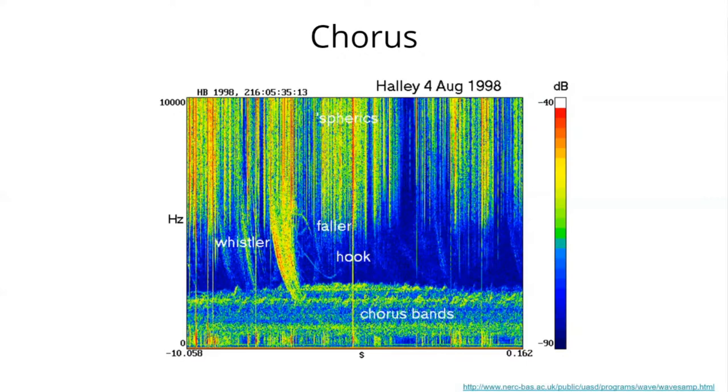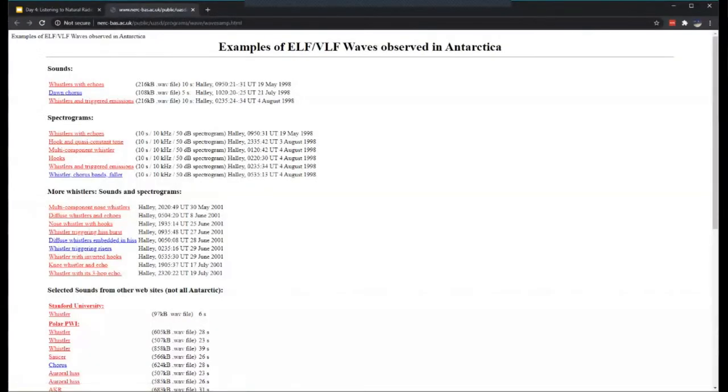I wonder if this link will open and I can actually play some of these. So let's listen to, well, first I'll play some whistlers. So you can see.